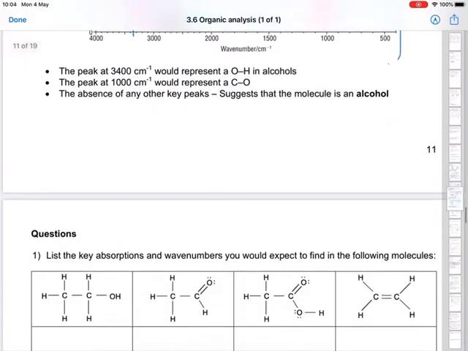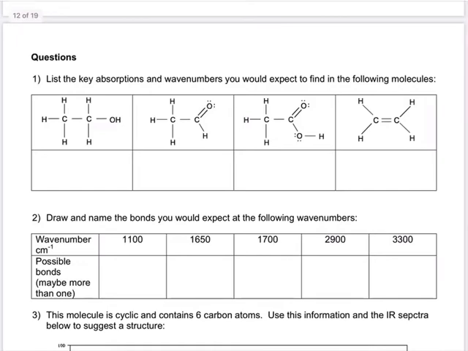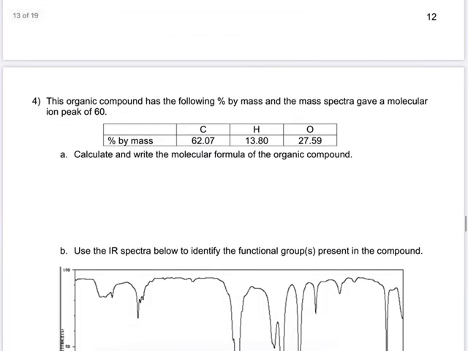So let's move on to the next one. This would be a good point to have a go at these questions here. It's literally looking at key absorptions that you'd see in these molecules as we go through, and that is one of your homework tasks. So it'd be worth having a go at the quiz first in the document that I've sent you, and then have a go at these questions through here, okay?